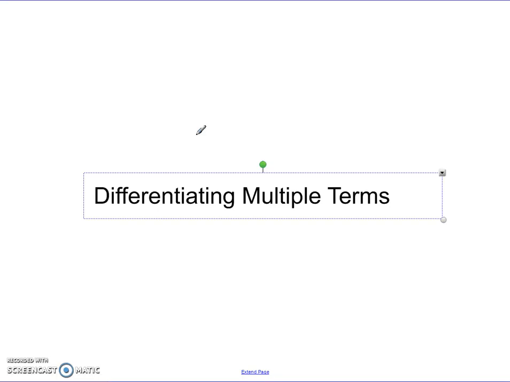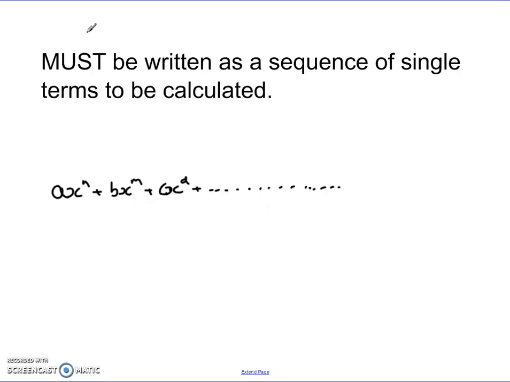So we've looked at differentiating single terms and the general rules and the way that we differentiate something. What we need to be able to do is take this from a nice simple x squared, 6x to the power of 4, 1 over x cubed, to expand it to when we've got multiple terms and when we're differentiating slightly more complex expressions. Now, when we're doing this, there is a key rule we have to remember, and that is that we must write it as a sequence of single terms.